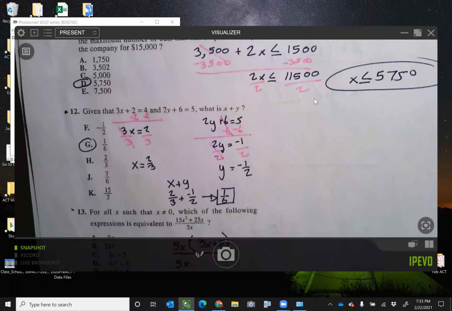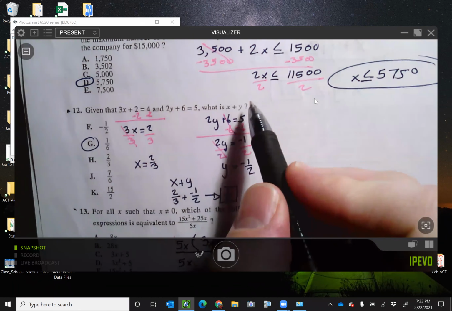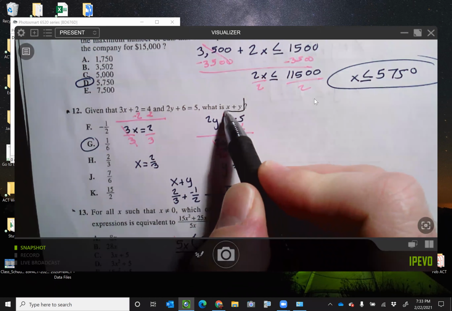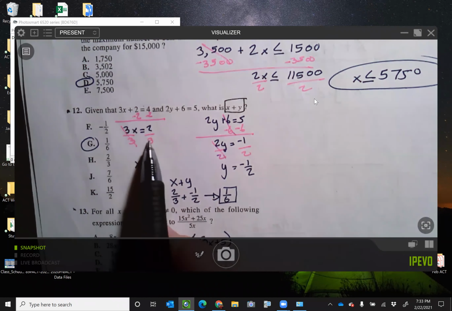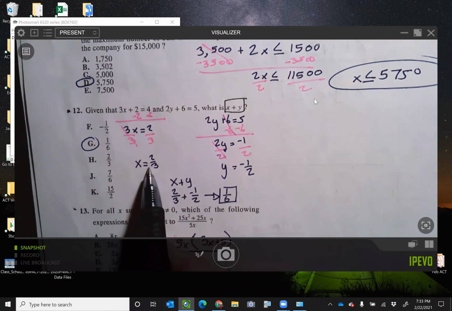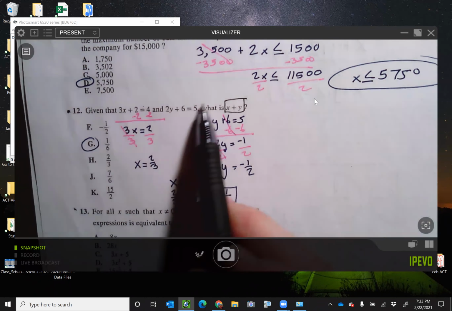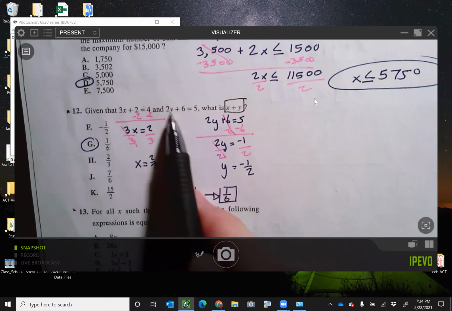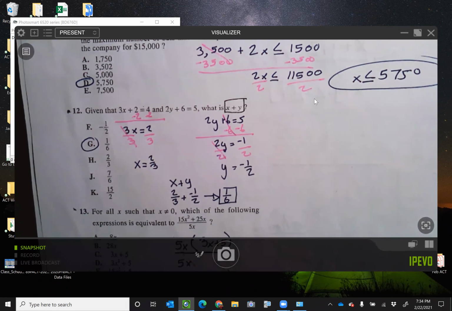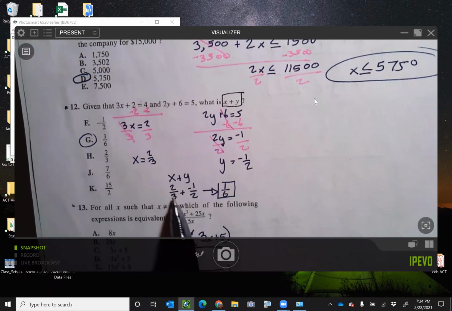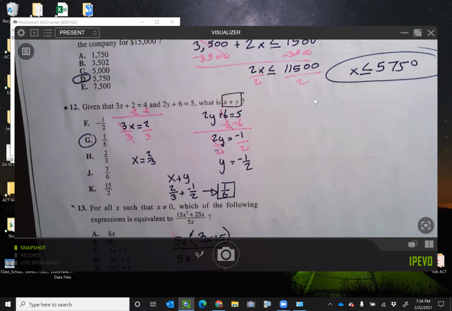Okay, 12 was interesting because they want to know what is x plus y. Over here on the left, we can solve for x. Normal algebra stuff. So x is 2/3. I can solve for y here, doing normal stuff, and I get y equals -1/2. And so the question says, better add those up. 2/3 plus -1/2. I just use my calculator.